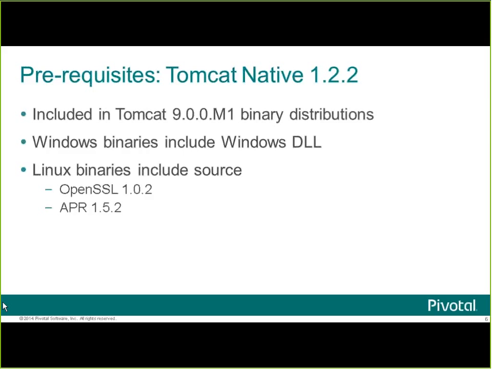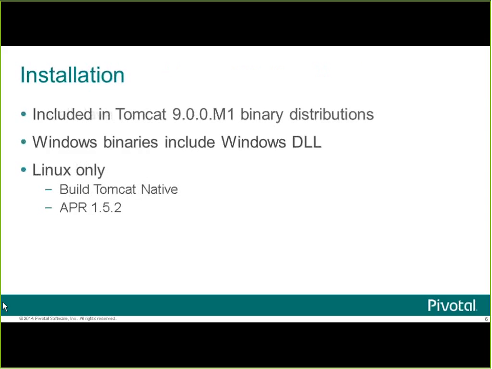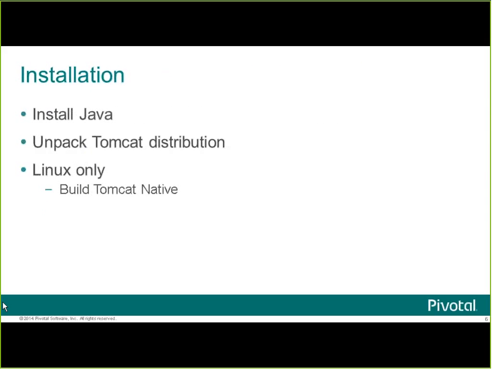So once you've got your prerequisites together, installation is fairly simple. You install Java, unpack your Tomcat distribution. If you're on Linux, you need to build Tomcat Native, and that's it for installation. It's very much, in fact it is, a standard Tomcat installation, just with the additional requirement that you do need to make sure that you've got the APR native connector available.